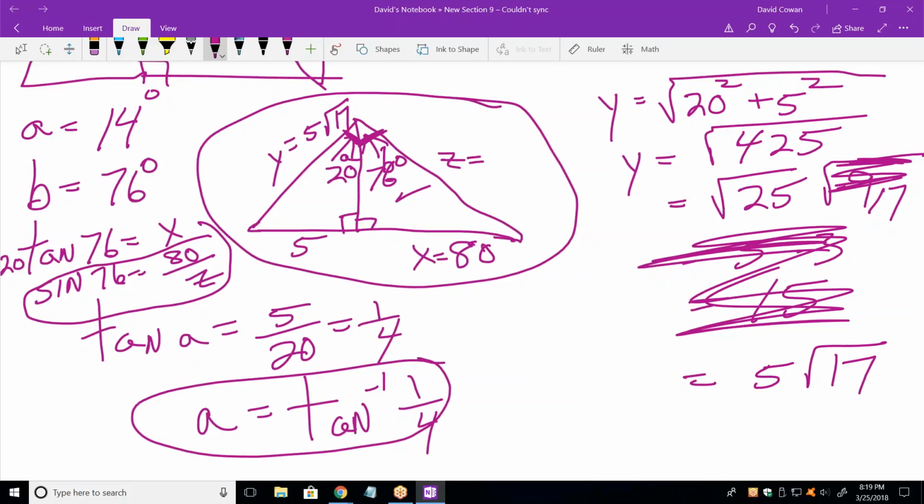I get 82.4, but you could probably just round it down to 80. Not 80, 82. 82? Okay. I would have been surprised if it had been exactly 80. So we solved for all three unknowns, and we used a combination of the Pythagorean theorem, inverse tangent, sine, and tangent. So we used a lot of geometry and trigonometry on that problem.